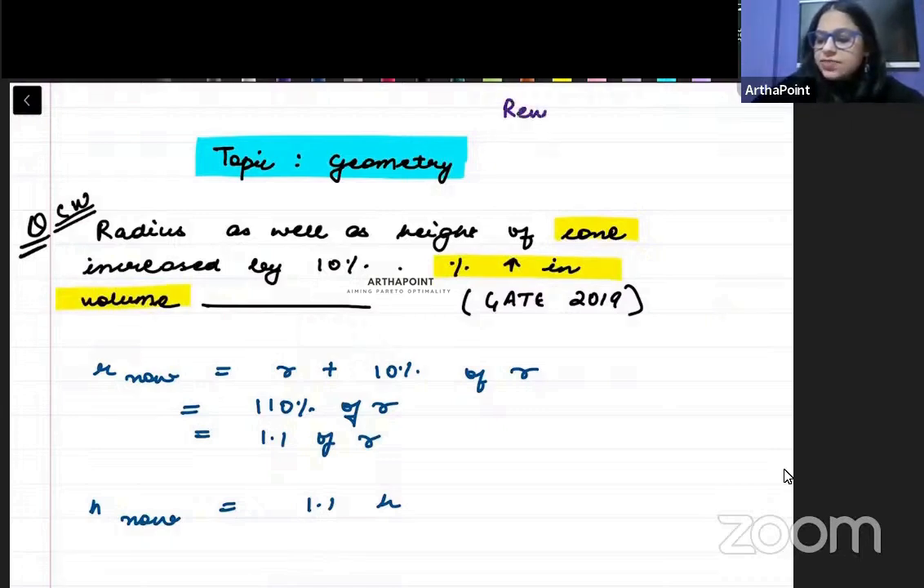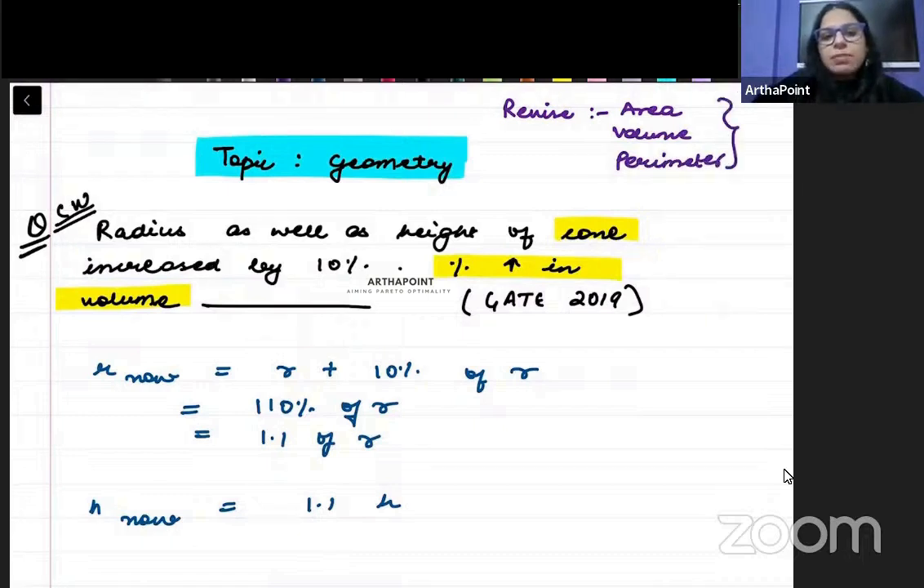Please revise all the formulas of area, volume, perimeter for all cases, right? So you should be well aware about what is the volume of the cone, how do you find the volume of the cube, how do you find the volume of the cuboid, right? So make sure to revise all of that. Make sure to revise all area and volume formulas, right?